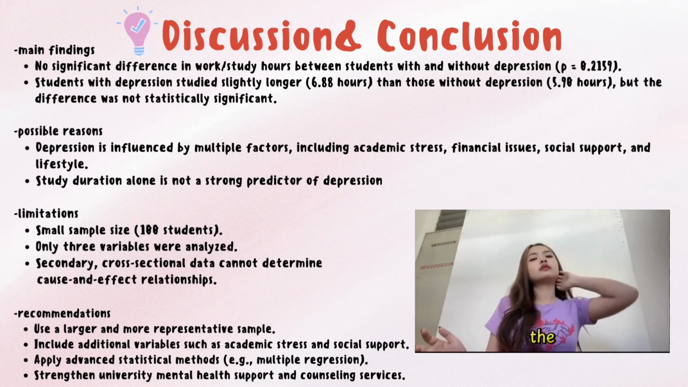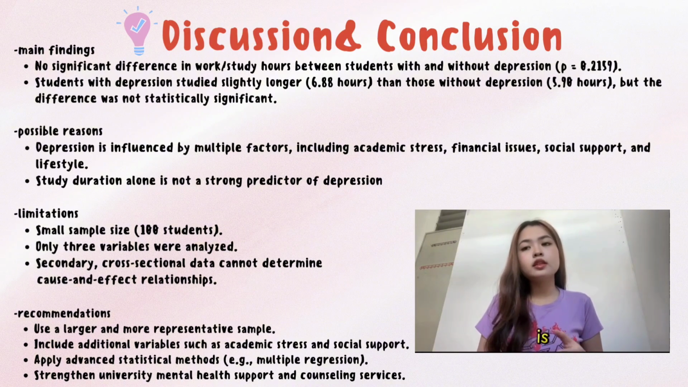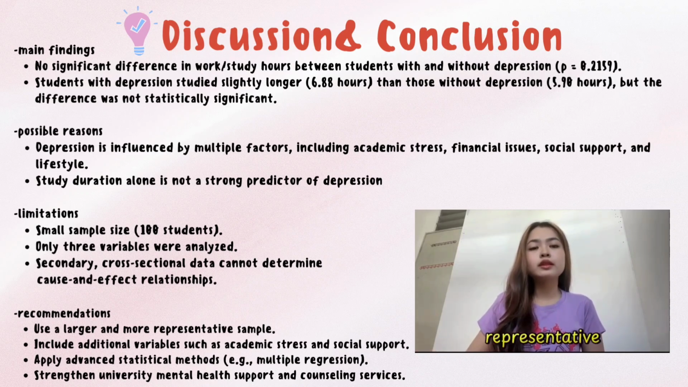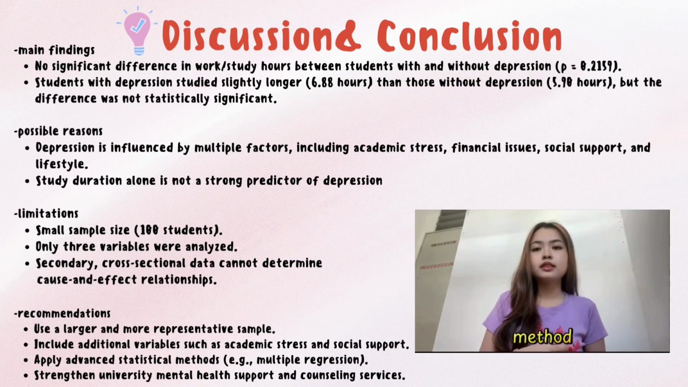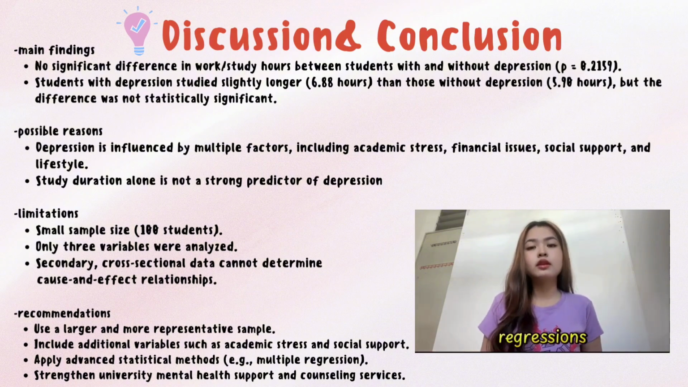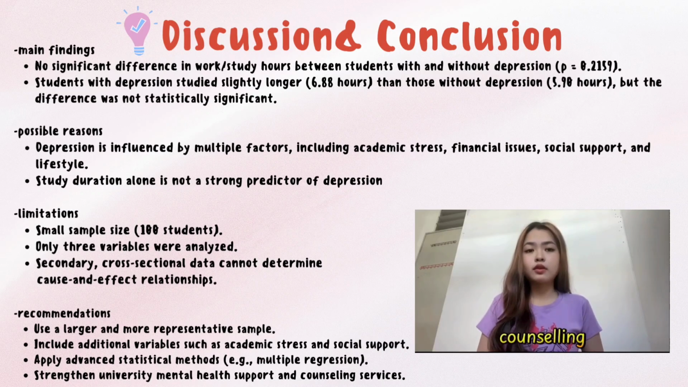And the fourth part is recommendations. The first recommendation is to use a larger and more representative sample. The second is to include additional variables such as academic stress and social support. The third is to apply advanced statistical methods like multiple regression, and the fourth is to strengthen university mental health support and counseling services.